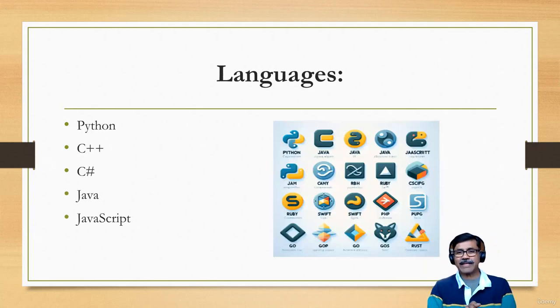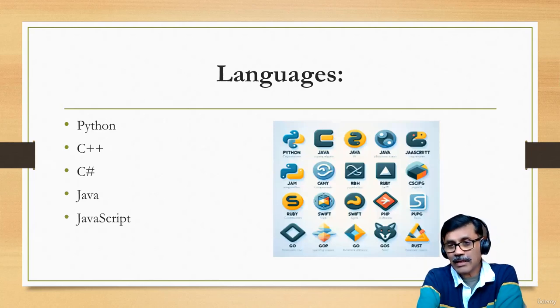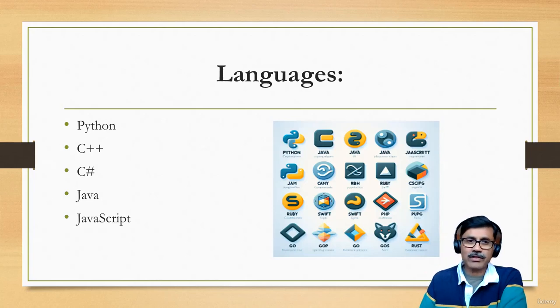And then there are different languages. You can use any of these languages to write computer programs, right? These are some of the popular languages that are available today. One of them is Python. Next one is C++, C Sharp, Java, JavaScript. And in this course, we're going to be learning, obviously, Python to write computer programs.